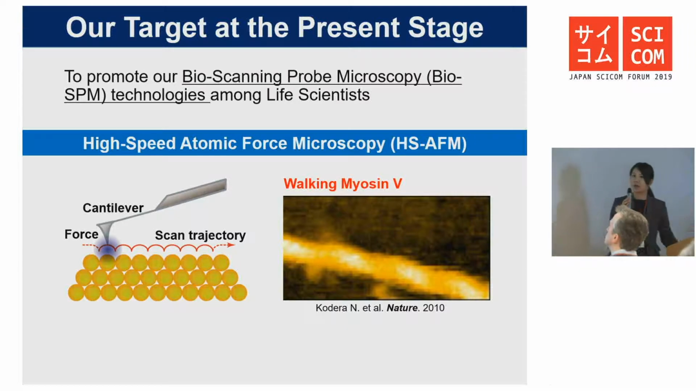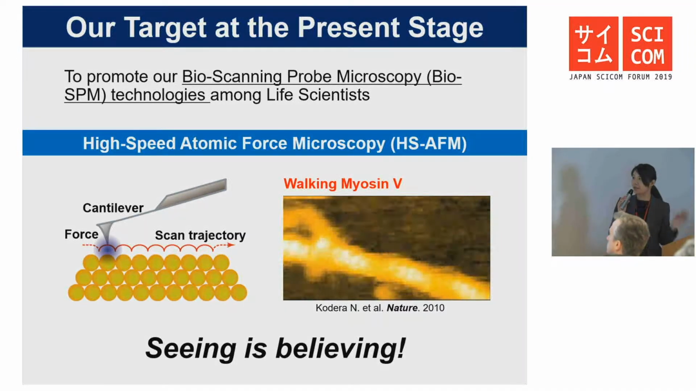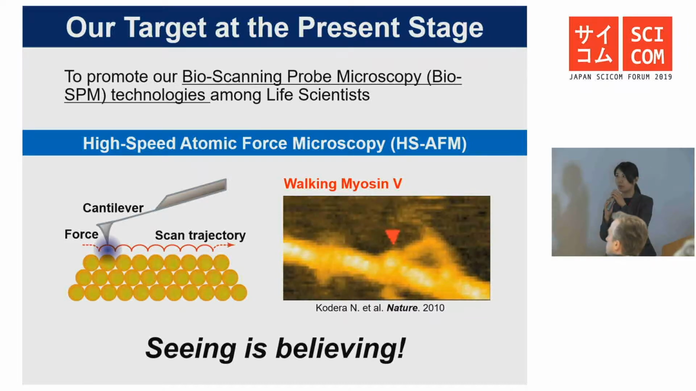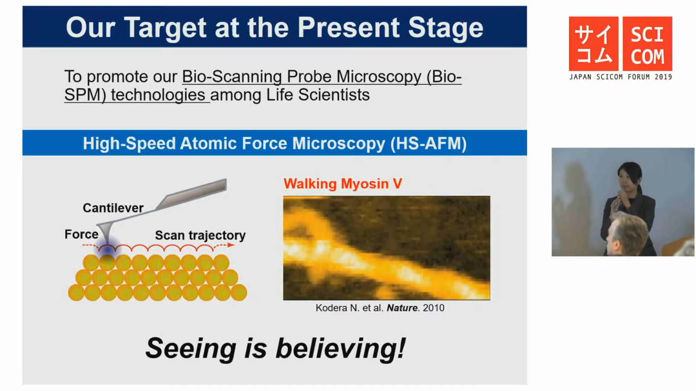We are proud of our pioneering nano-imaging technologies, which is Bio-Scanning Probe Microscopy. One of them is called high-speed atomic force microscopy. This is a powerful technique for imaging the dynamics of biomolecules under physiological conditions by scanning over a sample with nanoscale probes. And this is the real-time video image of motor protein walking along actin filaments.